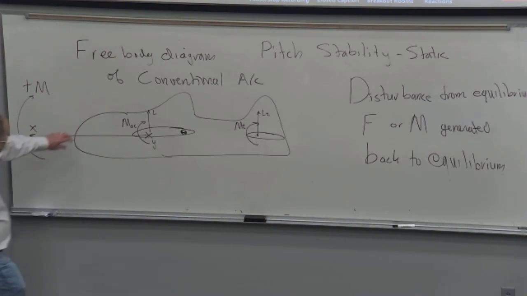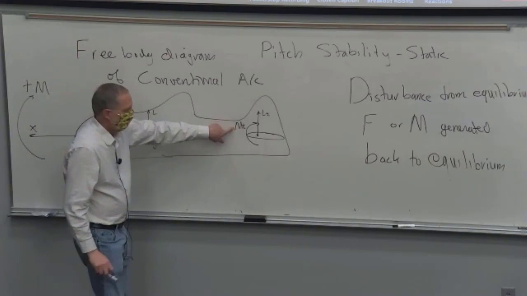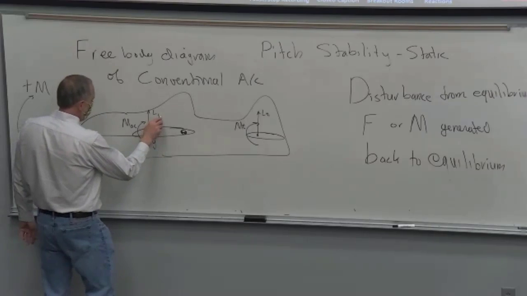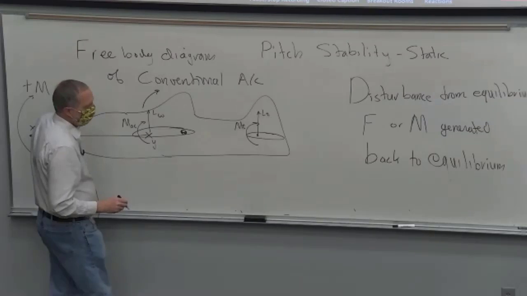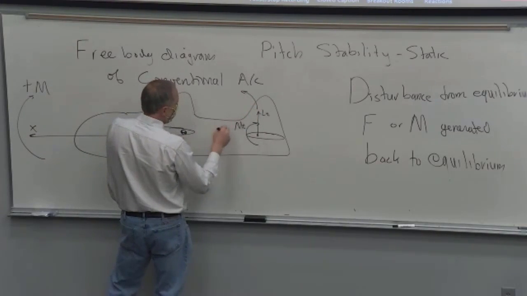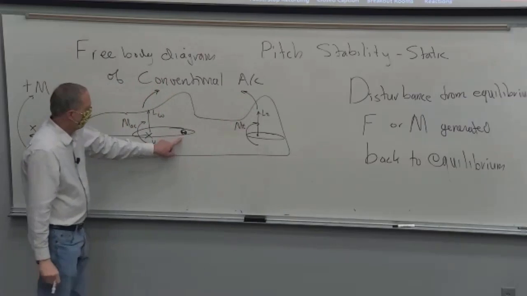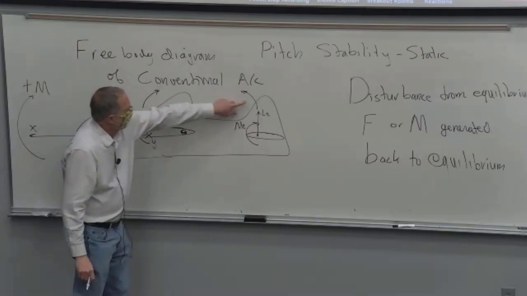So we're going to get a pitching moment here, a pitching moment here. Lift of the wing, let's put a W on that, is going to be a positive pitching moment. But the tail, because it's behind the center of gravity, will actually be nose down. So nose up, plus nose up here, and nose down.